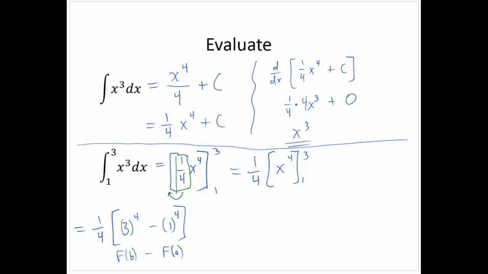And we have that 1/4. Whenever you have that constant multiple, you can bring that outside. So that's 1/4 of, what, 81 minus 1. That's 1/4 of 80. And so that's 20.